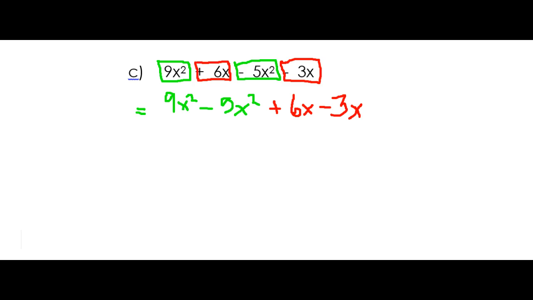All I need to do now is just to combine my terms. So 9x squared, take away 5x squared is going to leave me with 4x squared. Now I've got to add my x terms. So I have 6x, and I want to take away 3x. That's going to leave me with positive 3x. So that means I'm adding in 3x. Tout fini.